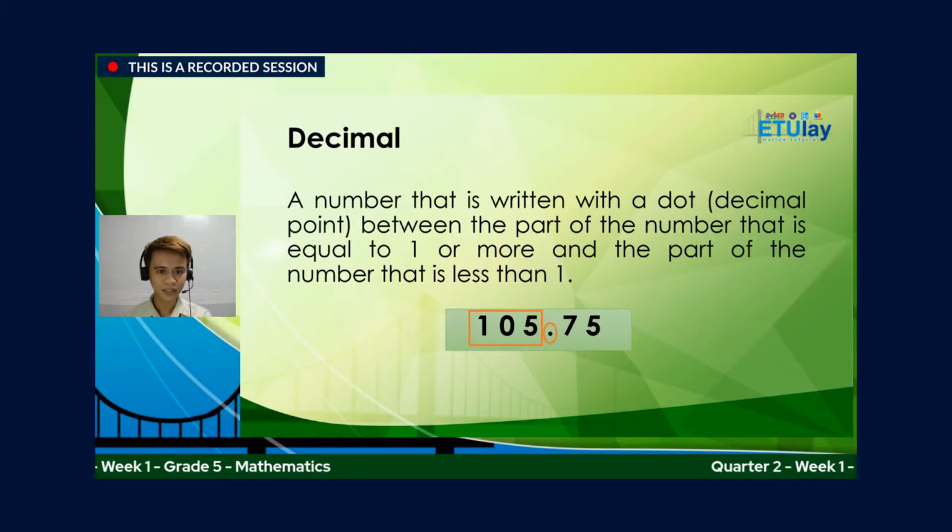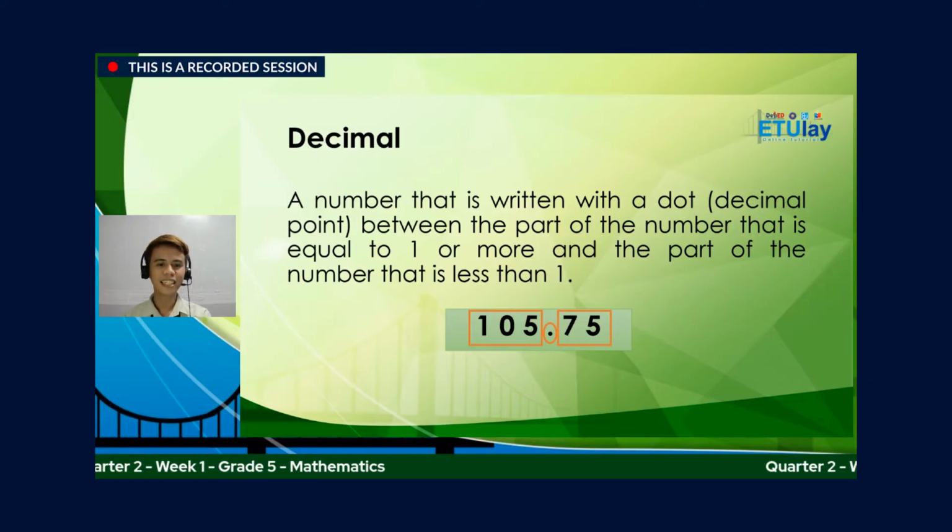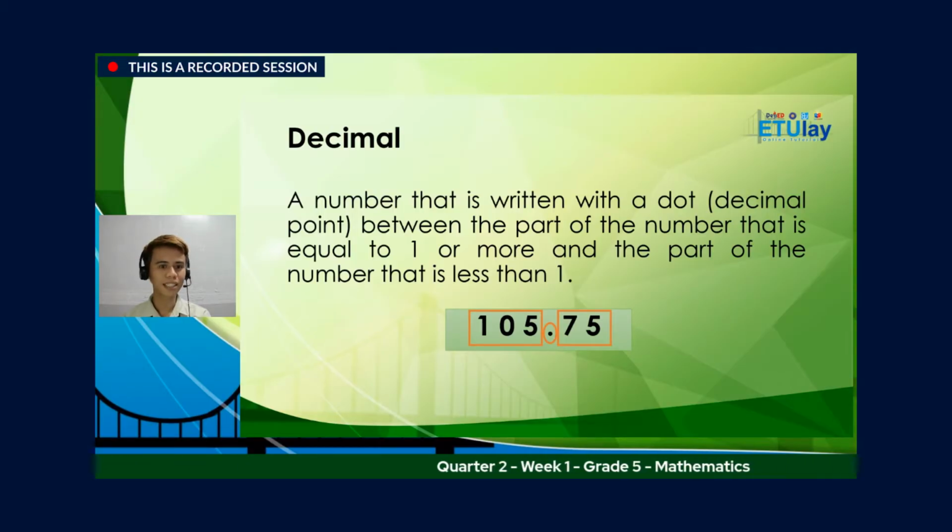Next, to continue, the part of the number that is less than 1. Yung number naman na less than 1 ay yung number na makikita natin sa right portion ng ating decimal point. So ito yung 75 or yung 0.75. So 105 is the whole number and 75 represents the number that is less than 1.